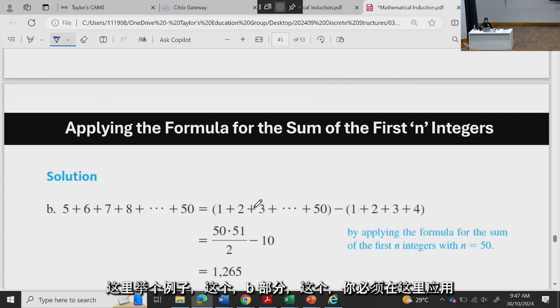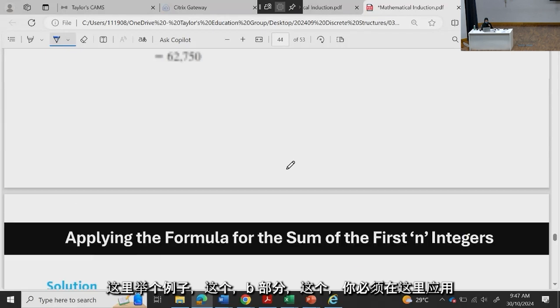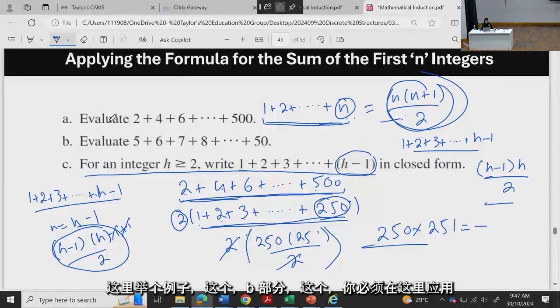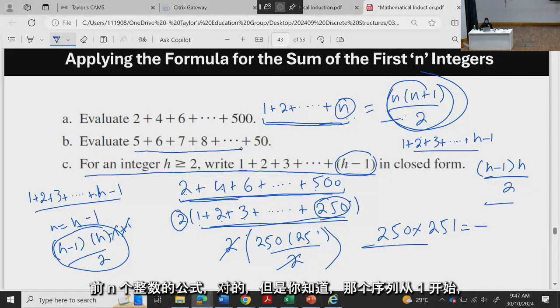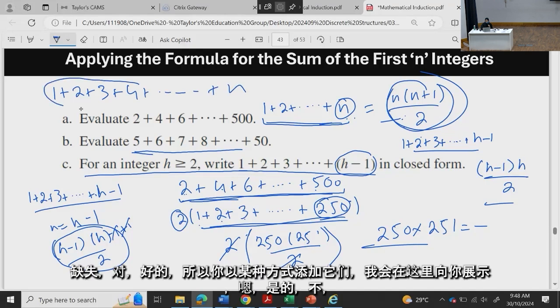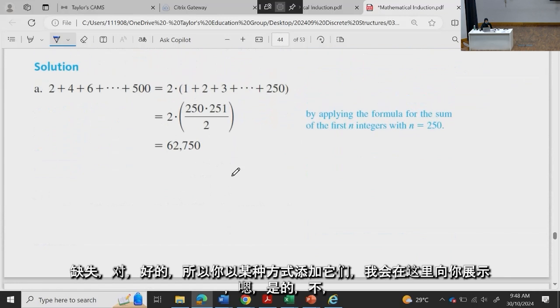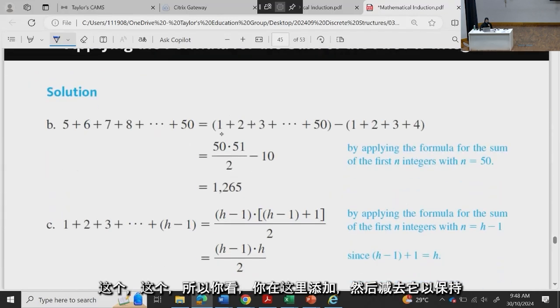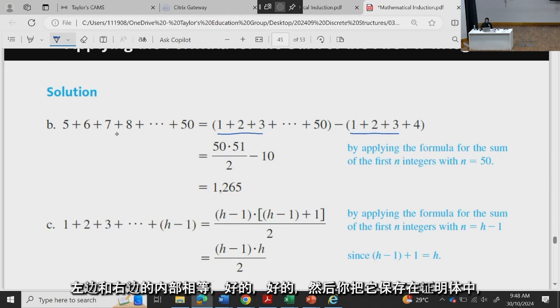To show you an example of that, here, this one, part B. You see, here you have to apply the formula for the sum of the first n integers, right? But you know that that sequence starts from 1 and then goes up to n, right? But in this sequence, what is missing? These values are missing, right? So you add them in a way, I will show it to you here. Yes, this one. So you see, you added those here, but then you subtracted to keep the left and right hand sides equal. Okay. And then you keep that in the body of your proof.